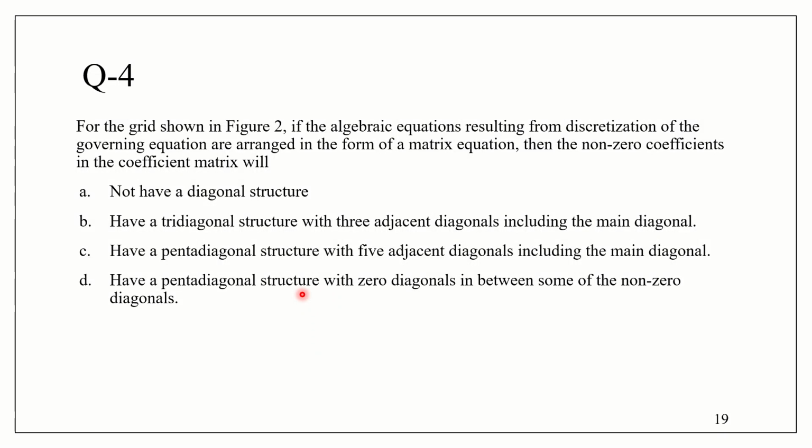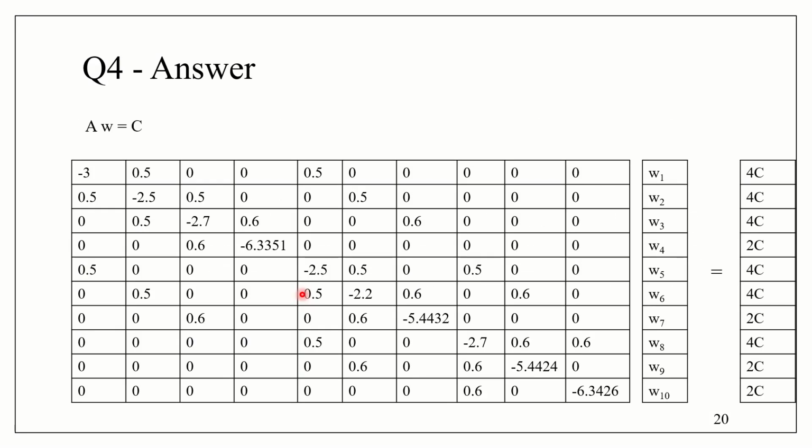Option D, it has a pentadiagonal structure with 0 diagonals in between some of the non-zero diagonals. Here it is mentioned that it has a pentadiagonal structure where some 0 diagonals are also present in between non-zero diagonals. Again, it is not the case because we are not able to find any diagonals in this particular matrix. Only the main diagonal is present. Apart from that, there are so many zeros through which we are not able to have any diagonal structure. So the answer is option A, which means that it does not have a diagonal structure. Now we'll go to question 5.